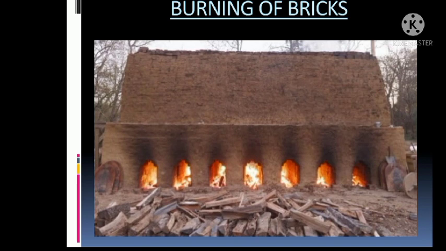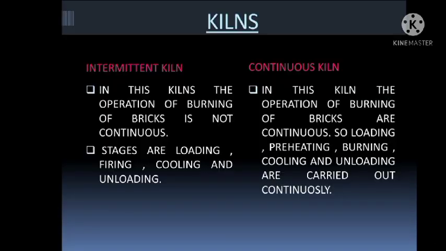In the next picture, you can see how the burning of bricks is done. Next is kiln. There are two types of kiln: first is intermittent kiln and second is continuous kiln.